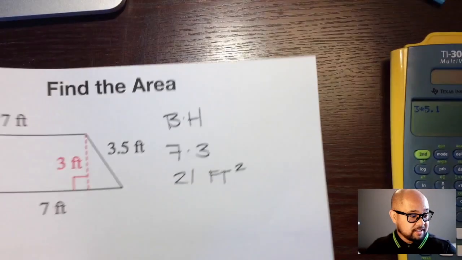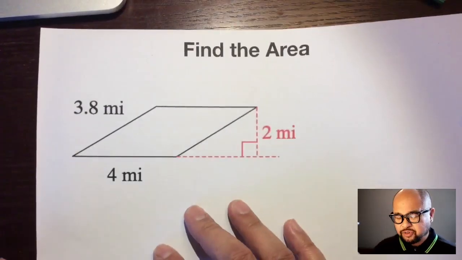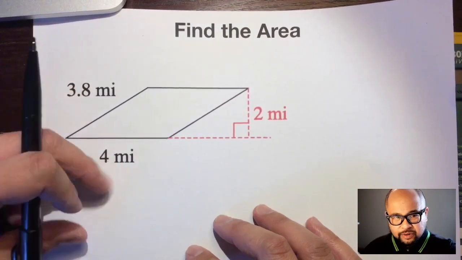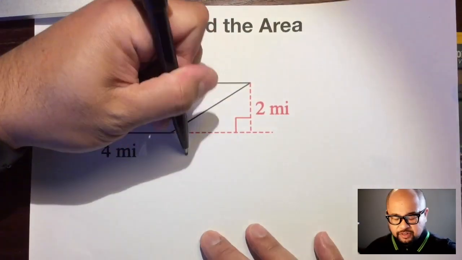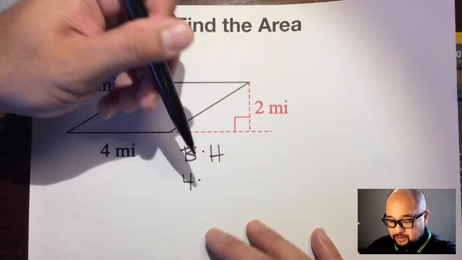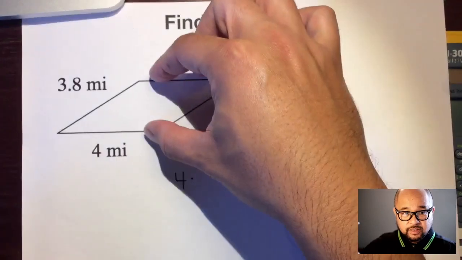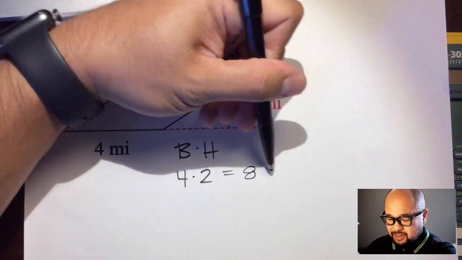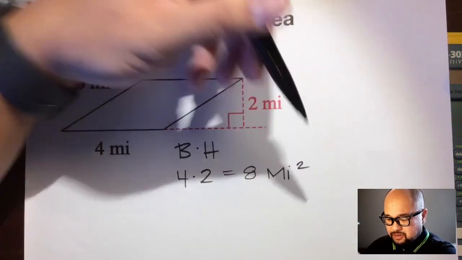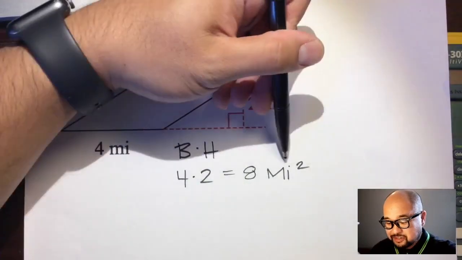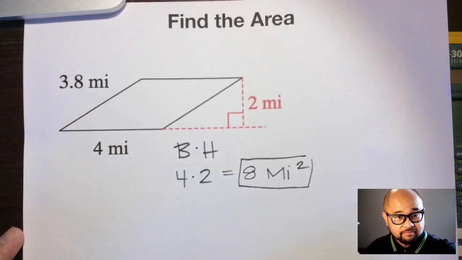All right, next example. Look at that. Once we figured all that out, it's not that complicated. Yeah, Bruce Banner, not Incredible Hulk. So find the area of this parallelogram. We have the 3.8, we have the 4, we have the 2. Which sides are we going to use for our base times height? It's 4. And if we move this 2 over, it will be perpendicular to the 4. So 4 times 2 is just 8 miles squared. So make sure you draw this in your notes.